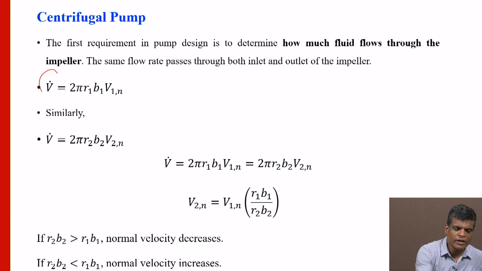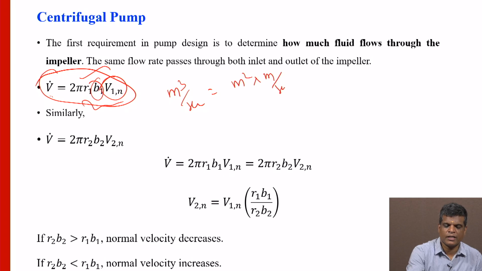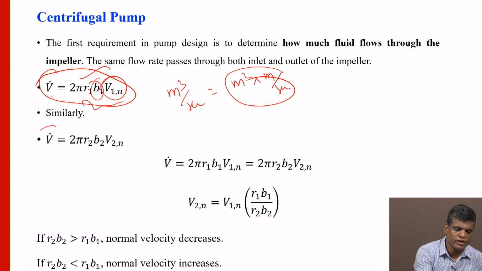There is a volumetric flow rate, 2 pi r1 b1 v1n, where v1n is the normal velocity. The unit of volumetric flow rate is meter cube per second: the area is meter square and the velocity is meter per second, so finally we get meter cube per second. That's the volumetric flow rate.